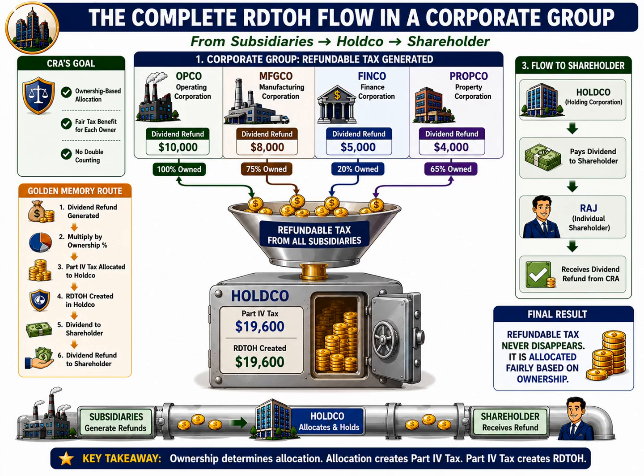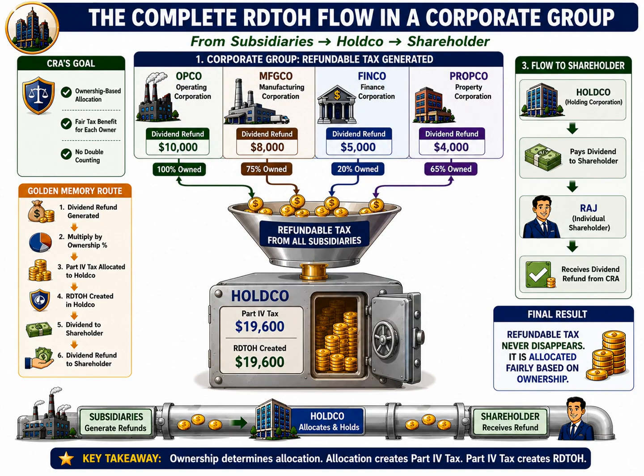This is the key transition. The refundable tax generated throughout the corporate group is consolidated into holdco through the ownership-based allocation process. Notice the vault in the center of the slide. The Part 4 tax of $19,600 becomes holdco's RDTOH balance. The refundable tax has not disappeared. It has simply moved from the subsidiary corporations into holdco.